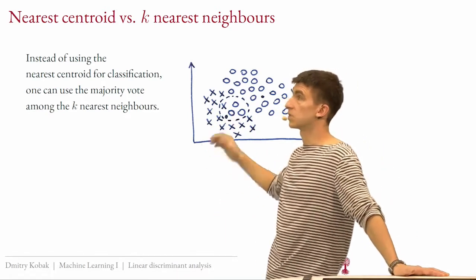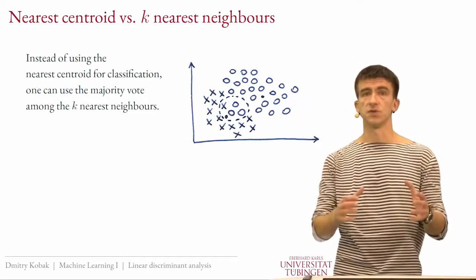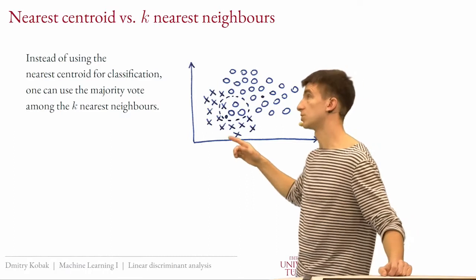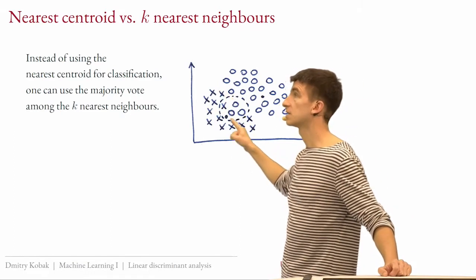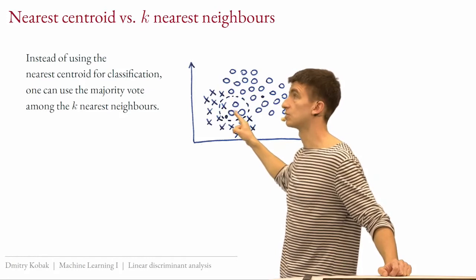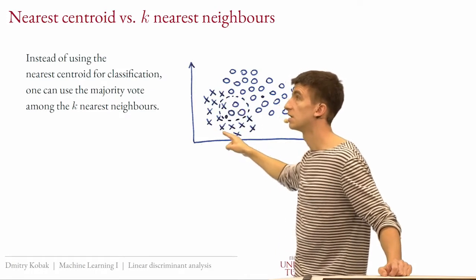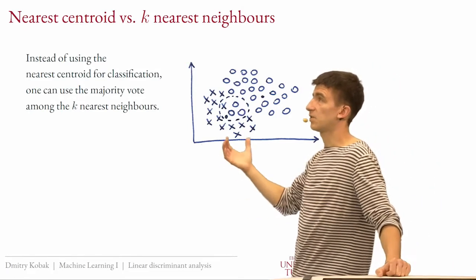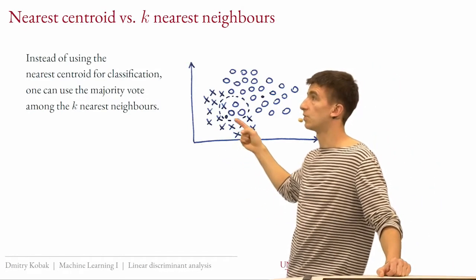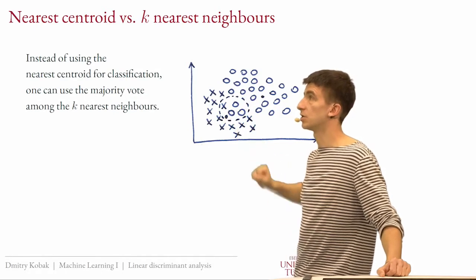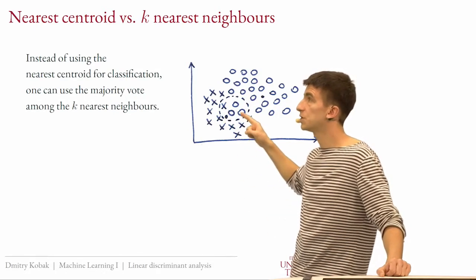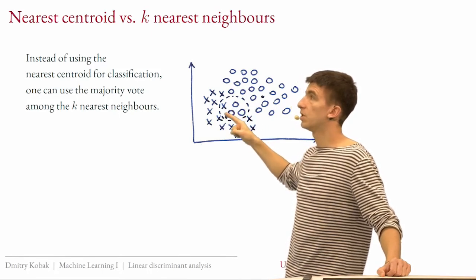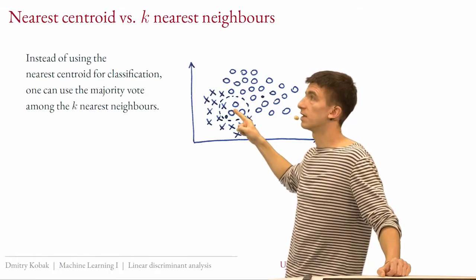But of course, this only makes sense if you assume that the data is Gaussian and spherical, and here they are obviously not spherical, not even Gaussian, and in fact, the point here is most likely a circle, right? Because the circle class has this shape. So an alternative idea, conceptually not that far from looking at which class centroid is closer, is to say, well, which class are the points that are neighbors of my test point.